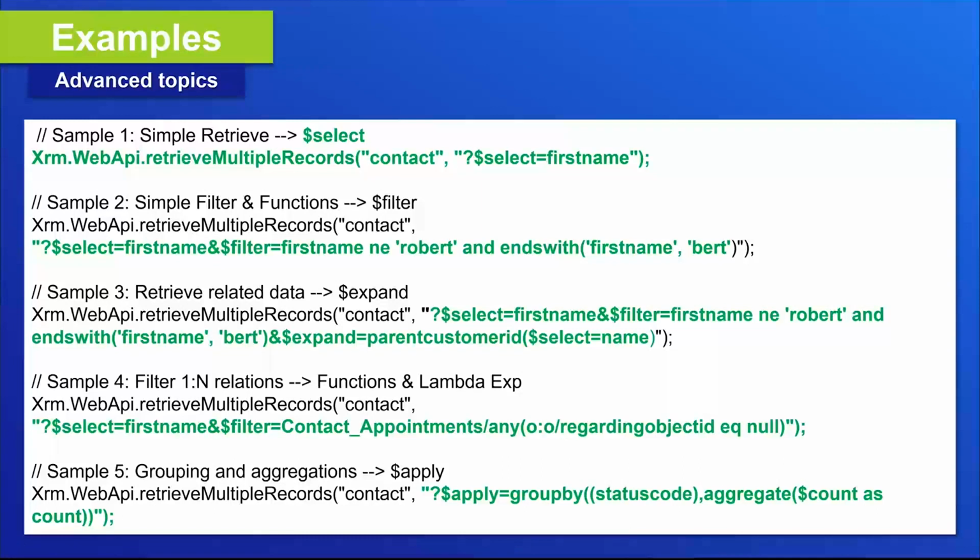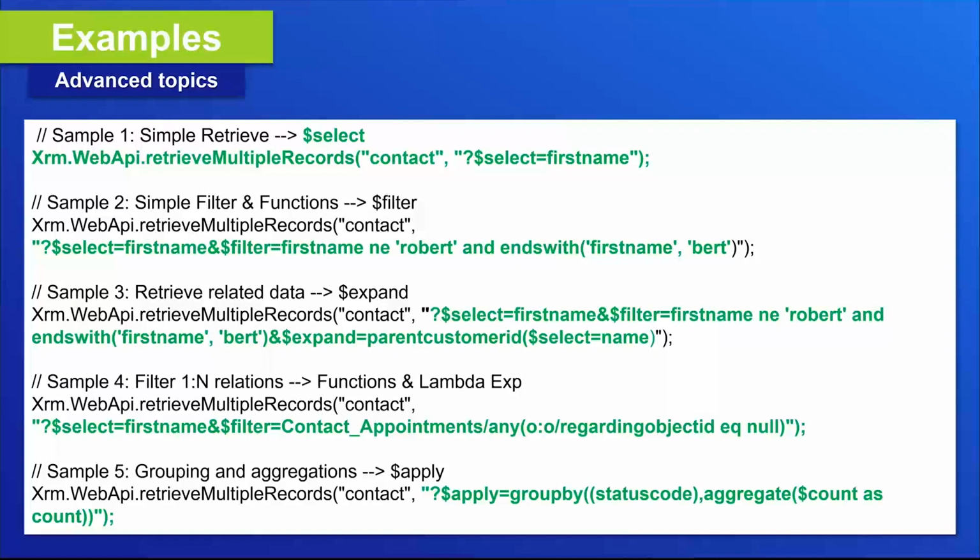So in this case, I say regarding object that is equal to null. And that means at the end, I want to retrieve all contacts where at least one appointment has no regarding object ID. Okay, and this is pretty cool actually, because most people, when they try to retrieve such a thing, start to write some console application or use some other tools, but at the end, it's just one line. You just insert it in your browser, press enter, and that's it. You will get the data immediately.